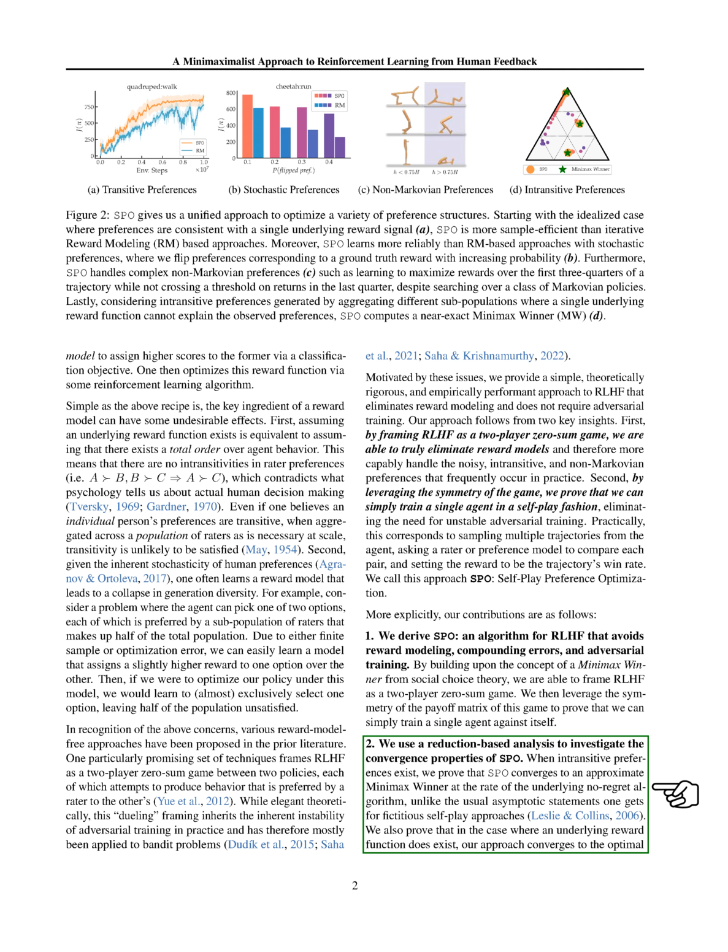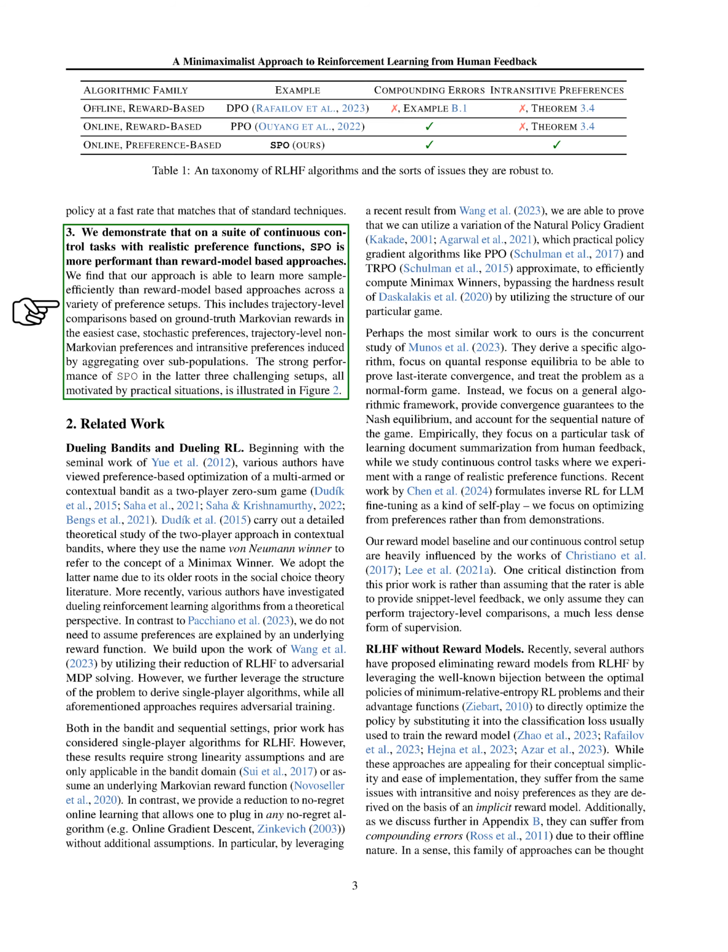3. We demonstrated that SPO performs better than reward model-based approaches on a suite of continuous control tasks with realistic preference functions. Our approach learns more efficiently than reward model-based approaches across a variety of preference setups. This includes comparisons based on ground truth Markovian rewards in the easiest case, stochastic preferences, non-Markovian preferences, and inconsistent preferences induced by aggregating over subpopulations. The strong performance of SPO in these challenging setups, all of which are motivated by practical situations, is illustrated in figure.